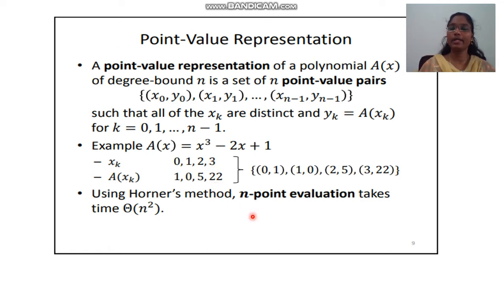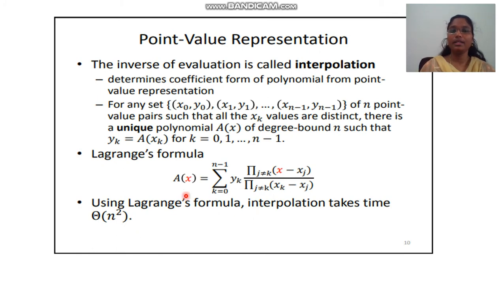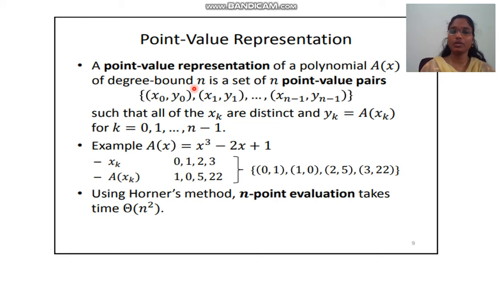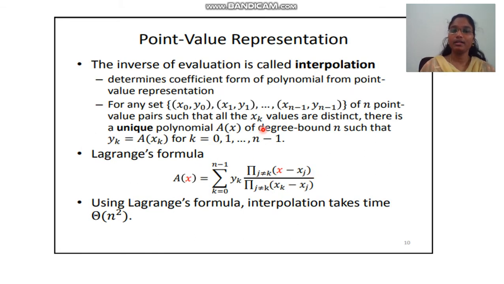This n point evaluation takes theta of n square time according to Horner's method. The inverse of evaluation is called interpolation. In evaluation, the polynomial is given, and from the polynomial we were able to evaluate these point value pairs. Interpolation is when point value pairs are given, and we should be able to bring out the polynomial for that. We will see with an example.